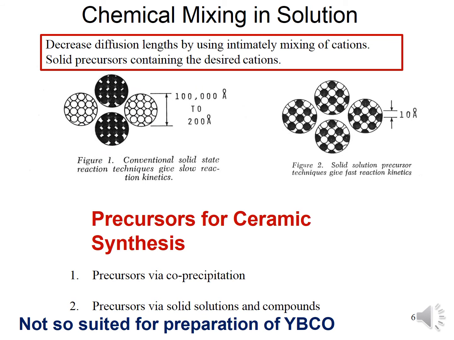Chemical mixing in solution. Decrease diffusion lengths by intimate mixing of cations, using solid precursors containing the desired cations. Precursors for ceramic synthesis: precursors via co-precipitation, and precursors via solid solutions and compounds. Not so suited for preparation of yttrium barium copper oxide.